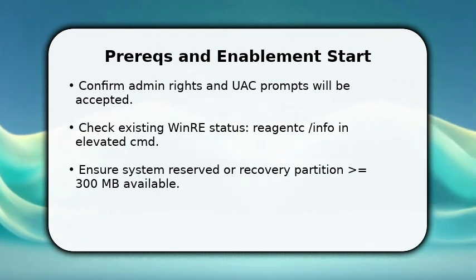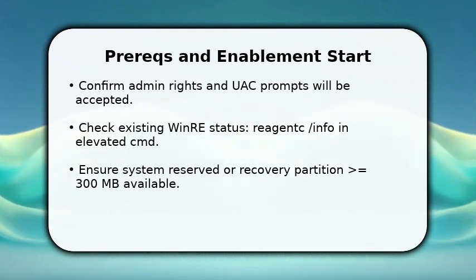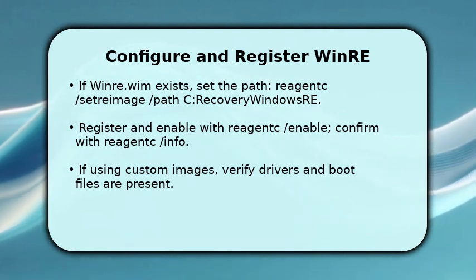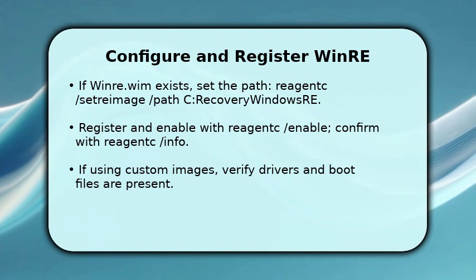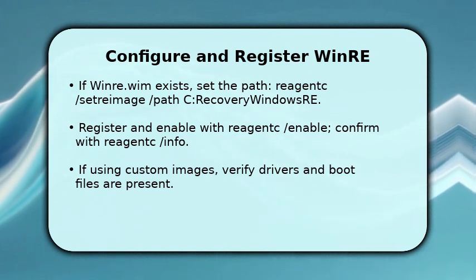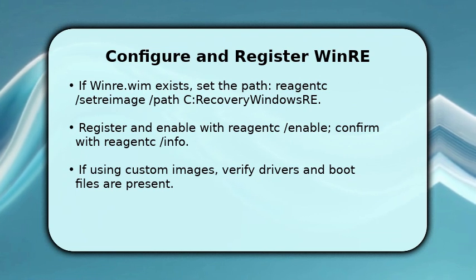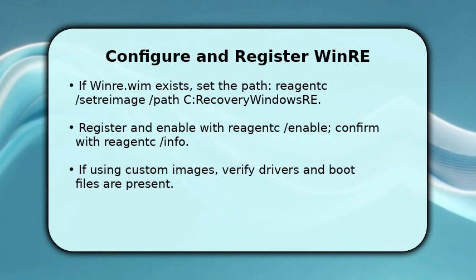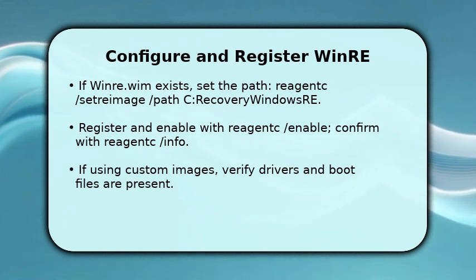Now you'll register the recovery image and configure WinRE so Windows can boot into it. Run reagentc /setreimage with the folder path to winre.wim, then execute reagentc /enable to activate the environment. This writes configuration into BCD. Once enabled, run reagentc /info to confirm the status and the assigned recovery partition.